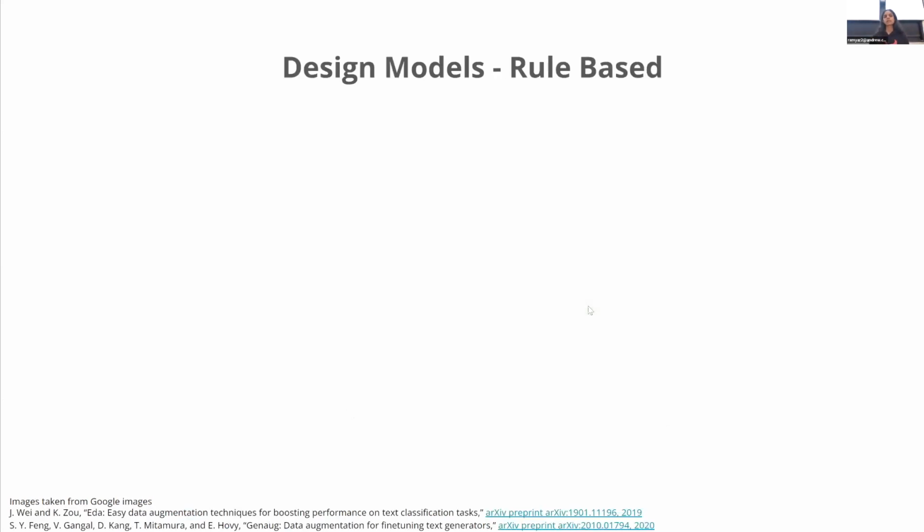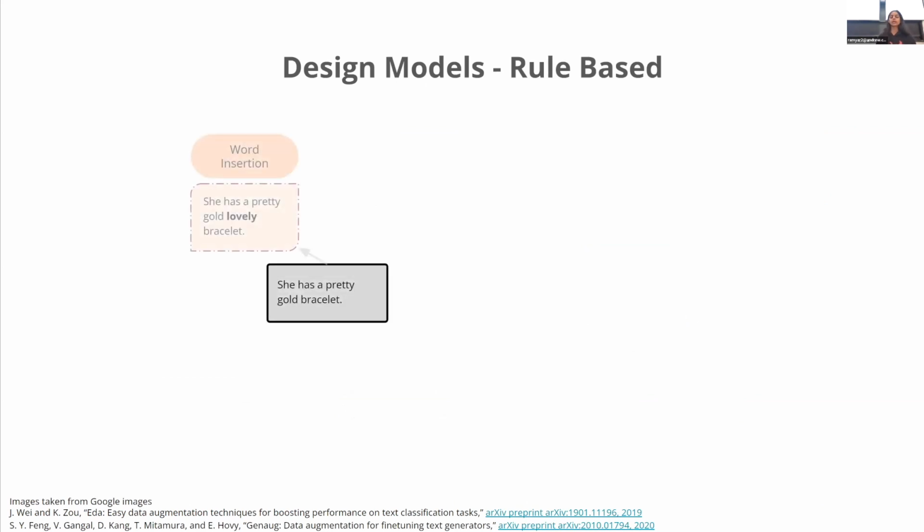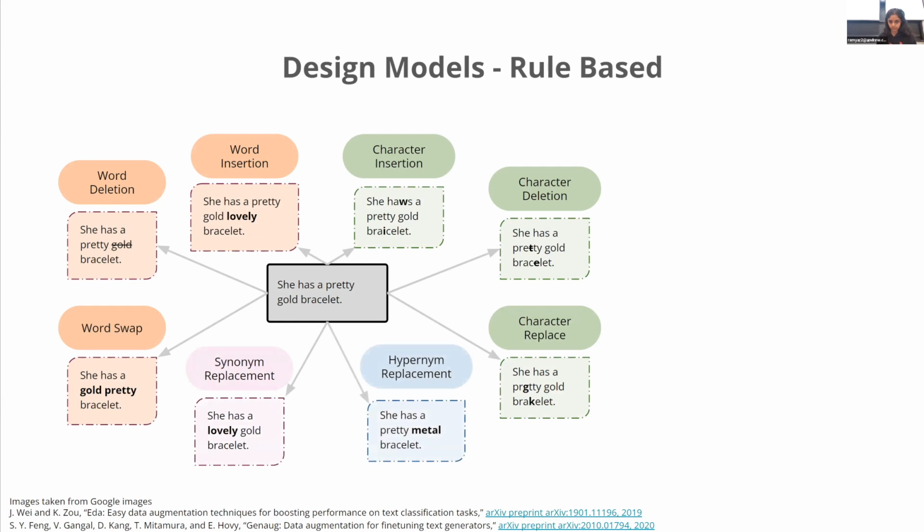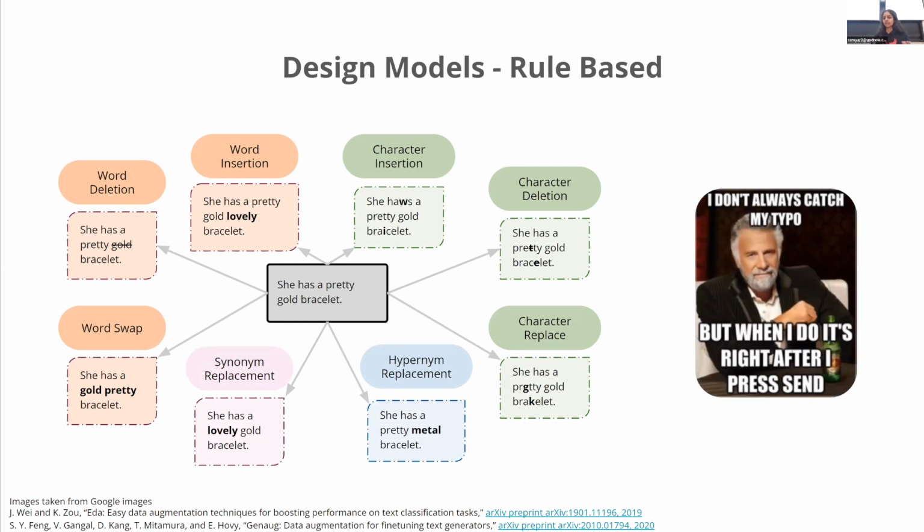So let's talk about the specific techniques now, the first one being rule-based. Let's say we have a sentence, so we can perform word level augmentations on it, character level, as well as synonym and hyponym replacement. And the hypothesis here is that the word level techniques are helpful in redistributing the words. The character level techniques are useful in mitigating any effects of typos, and the synonym and hyponym replacement increase the vocabulary so that we can cover up the vocabulary gap problem.